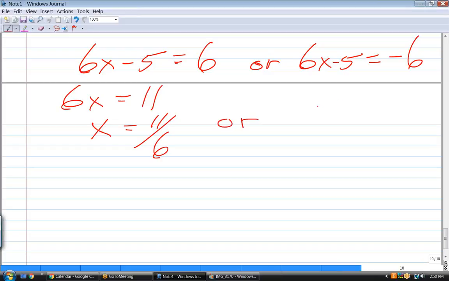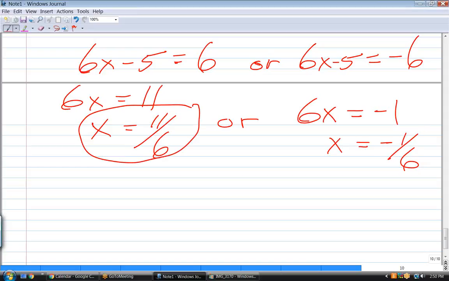And then that one would be x equals -11/6. When I add 5 to both sides, oops, yeah. Don't make the mistake of assuming that it's going to be this same number. It never is. So then you divide by 6, and then x equals -1/6. So there's your 2 points. Those are your two answers.